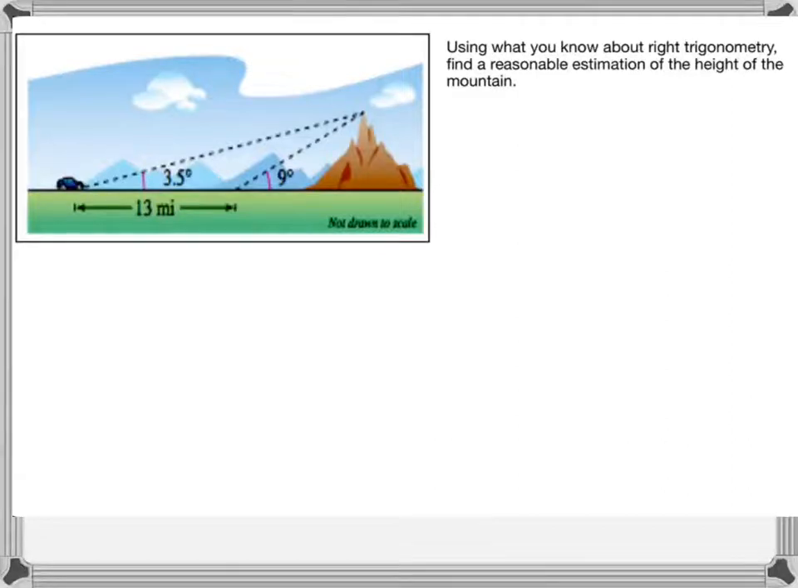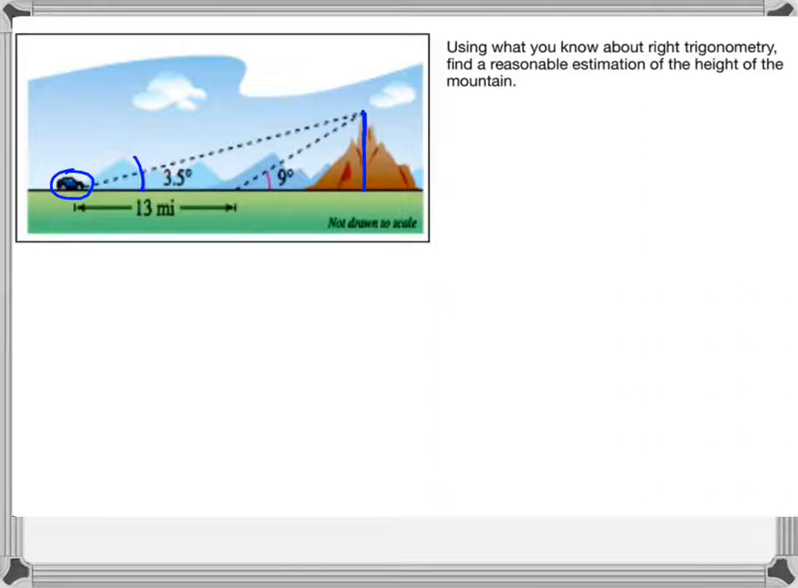Okay, in this video, we're going to look at something with a little bit more trigonometric bite, if you will. This is a problem that progresses like this. You're in your car, and you want to know the height of this particular mountain right there. You have an instrument that measures the angle of elevation from the ground to the tip of the mountain, and that's going to be 3.5 degrees.